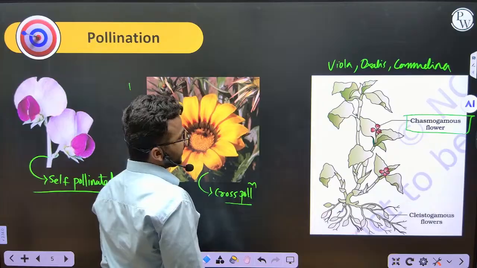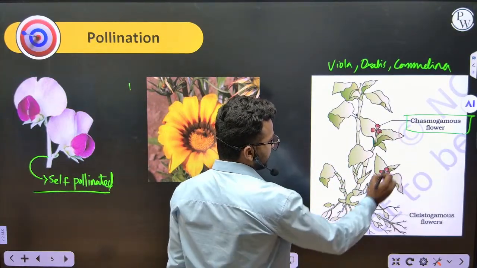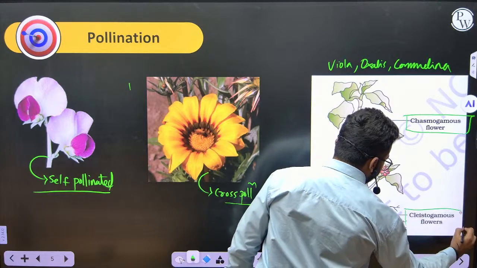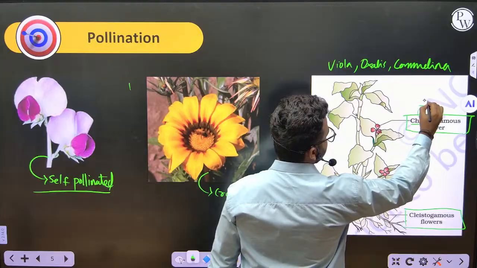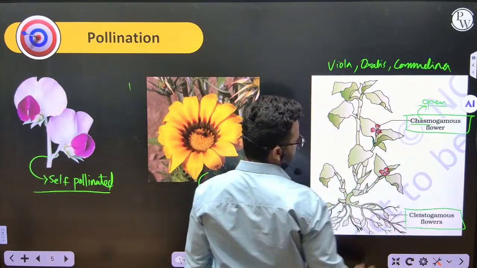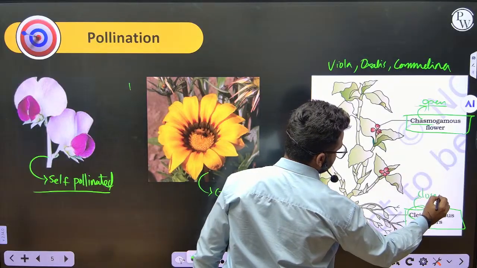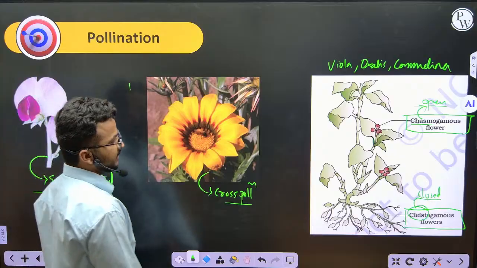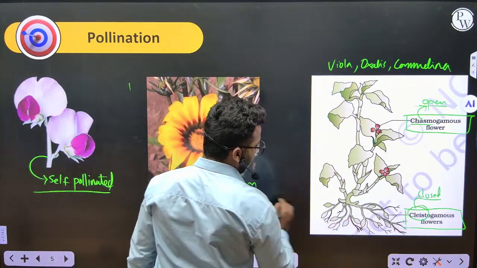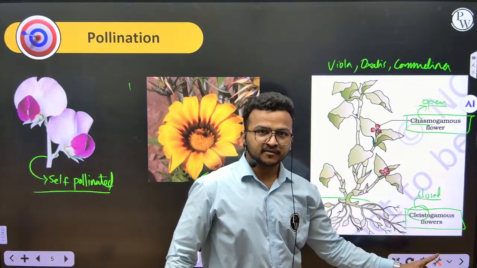So in these three plants, two types of flowers are seen: chasmogamous flower and cleistogamous flower. Chasmo means open; it is an open flower, and cleisto means closed. That is a closed flower. So open flowers and closed flowers will be seen in the case of these three plants. And here you can see the chasmogamous open flower and this is cleistogamous.